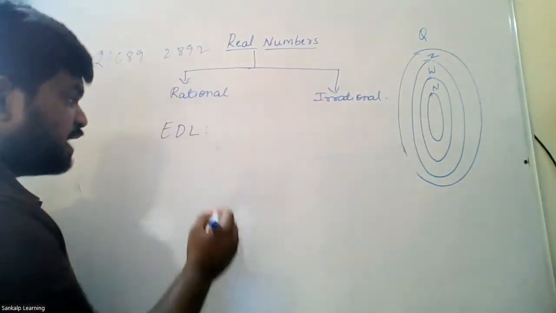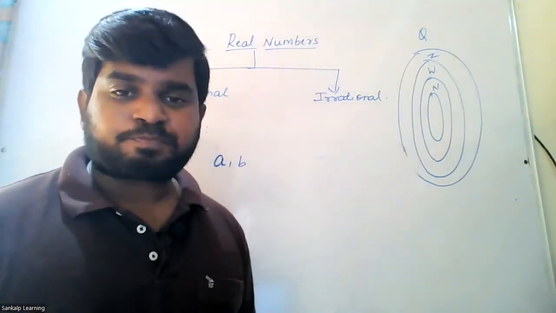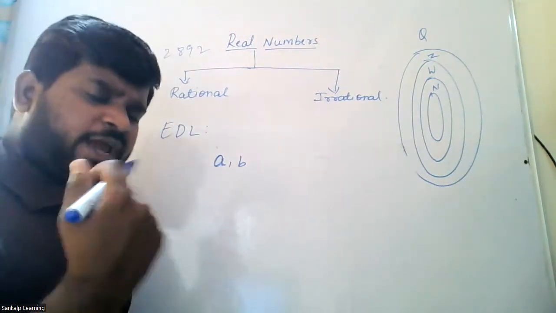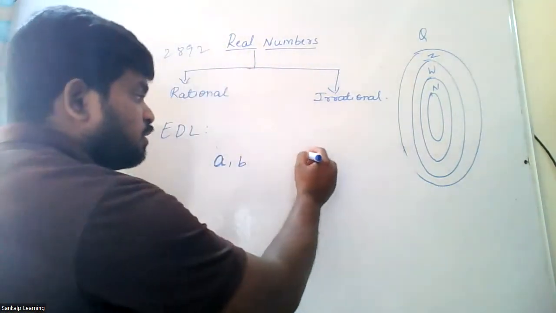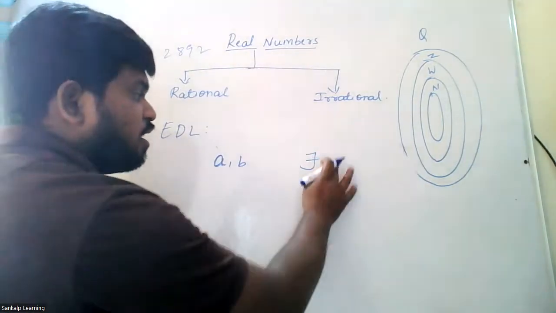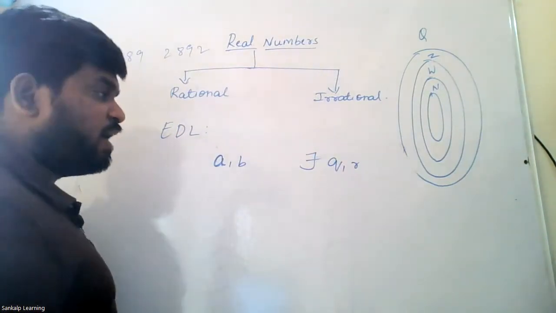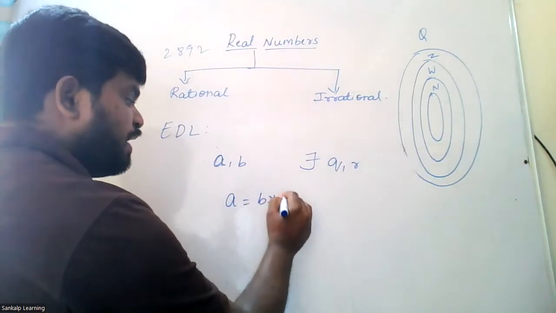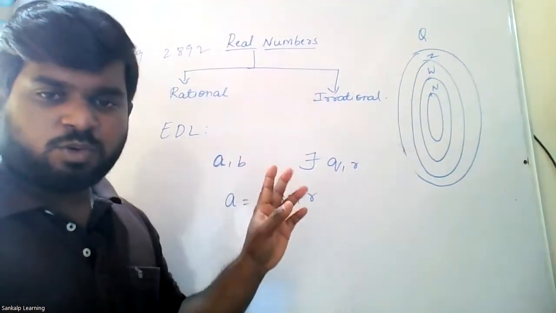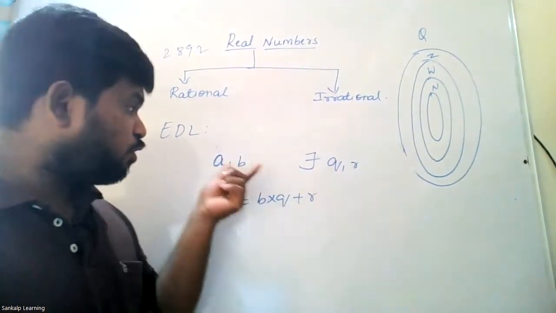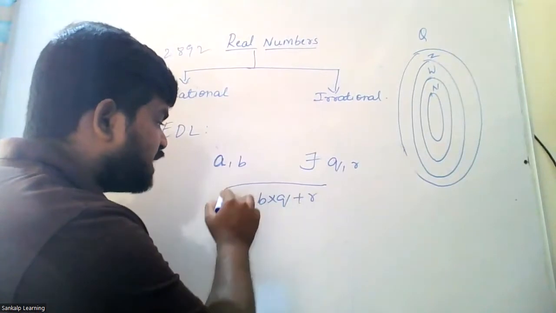Take any two positive integers, in general, let's say a and b. There exist two more integers q and r, in such a way that a will be equal to b into q plus r. If you choose this a value and b value, you will get a q value and r value, which is fixed for these two selections. I'll give you an example, where this relation is satisfied.